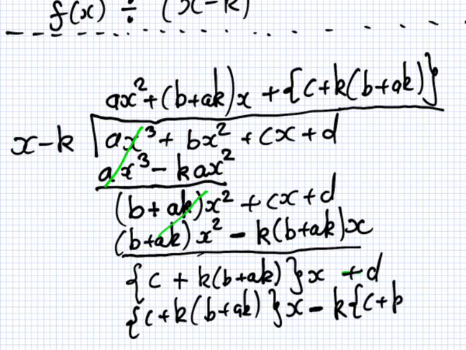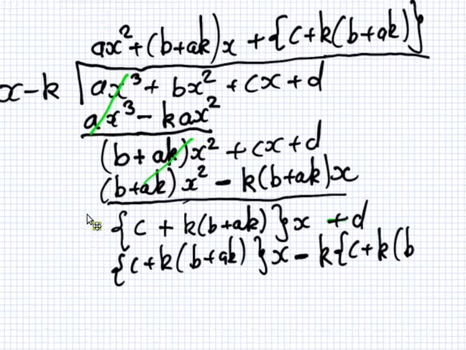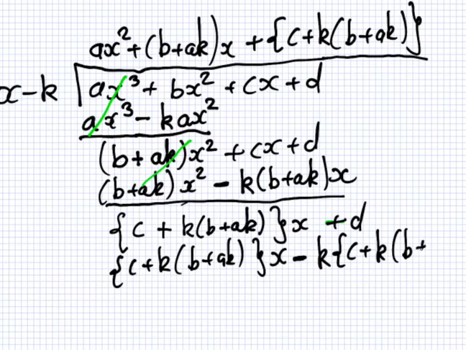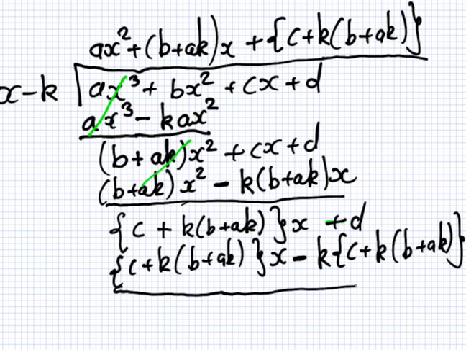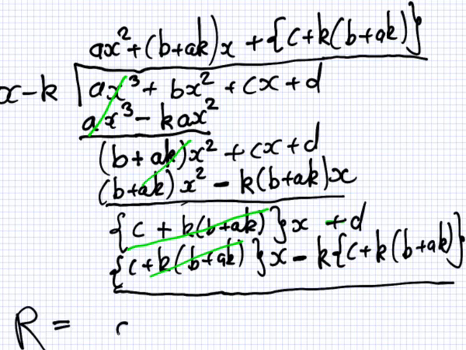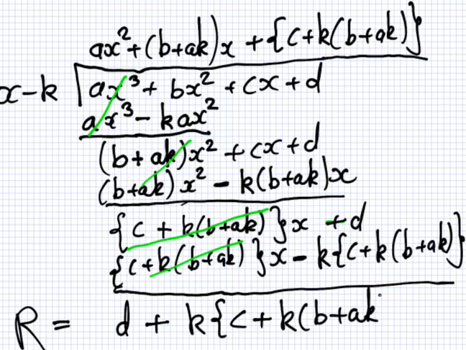Yep. So now I subtract again. So again these cancel, and what I'm left with here will be, I'll put big brackets like this, (c plus k(b plus ak)) x. So if you watch carefully, there's c here, and there's k(b plus ak) x. So in total it's this one plus this one of x, which I write here. And then the d comes down, plus d.